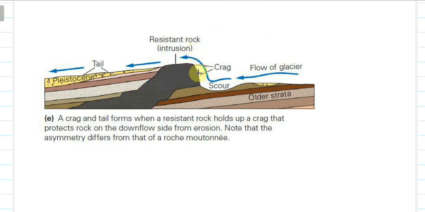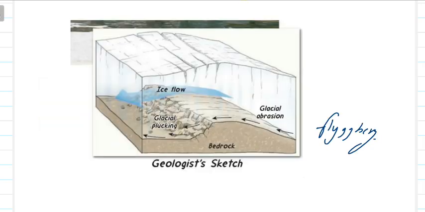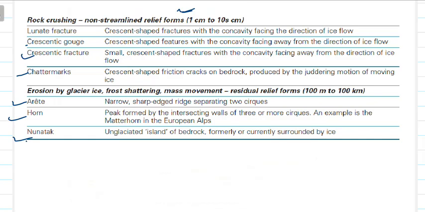Again, this is similar to like Rocky Mountain, but here we have a resistant rock. Okay, so like this. So in this case, the lee side is what? The up direction side. Okay, so this is the lee. Okay, and this is the stoss. So crag and tail. Crag, ये जो resistant rock जो यहाँ पे, इसको हम बोलते हैं crag. Okay, and tail. So crag and tail is also a type of erosional feature.